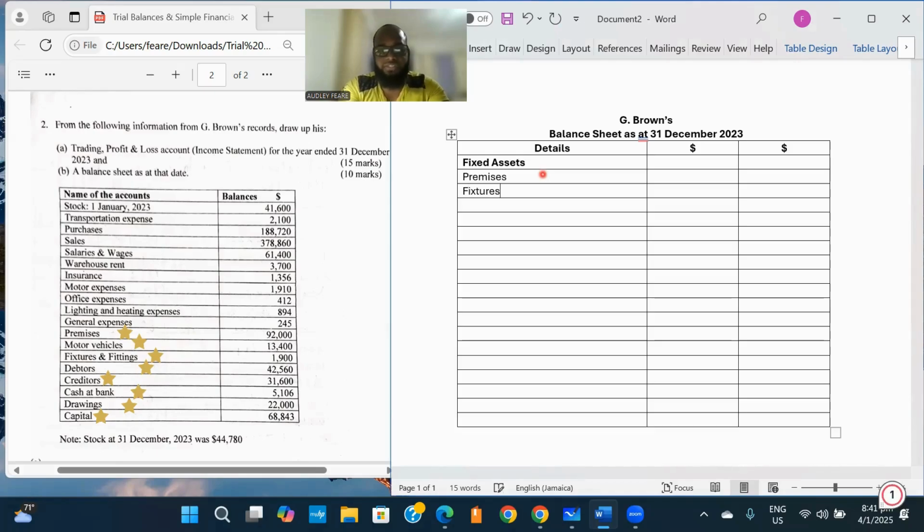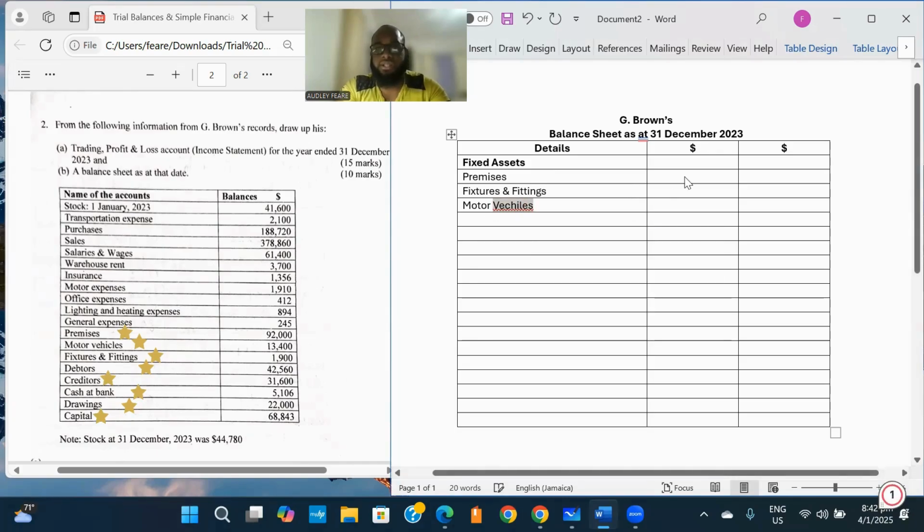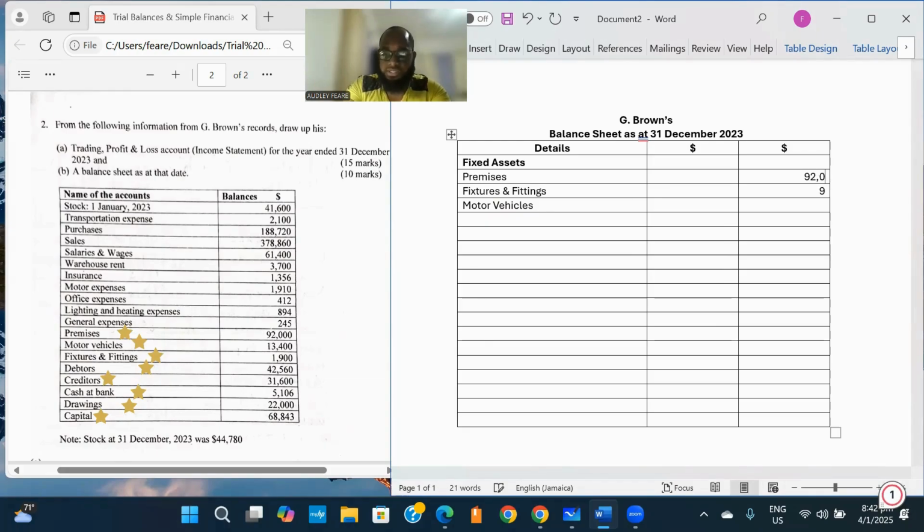Normally, we can put fixtures and fittings first, and then we put motor vehicles. Some businesses tend to change their motor vehicles every 3 years or 5 years, depending. All right, I might not spell the motor vehicles correctly. All right, let's go. So the premises, let's just put the total right here. Since it's just two columns, just go over here and write them, because it's a simplified balance sheet. So it was $92,000. The fixtures and fittings, 1,900.